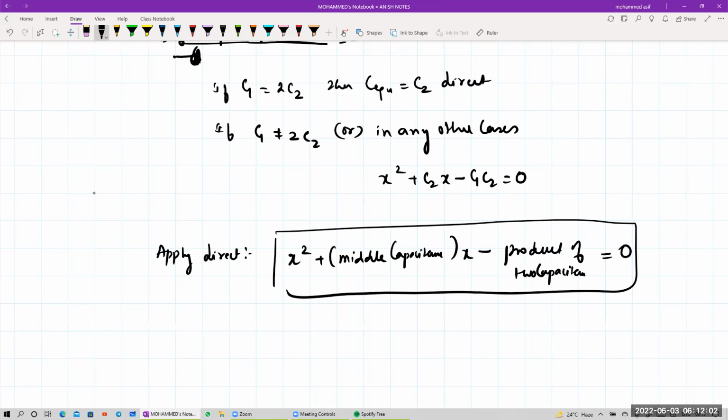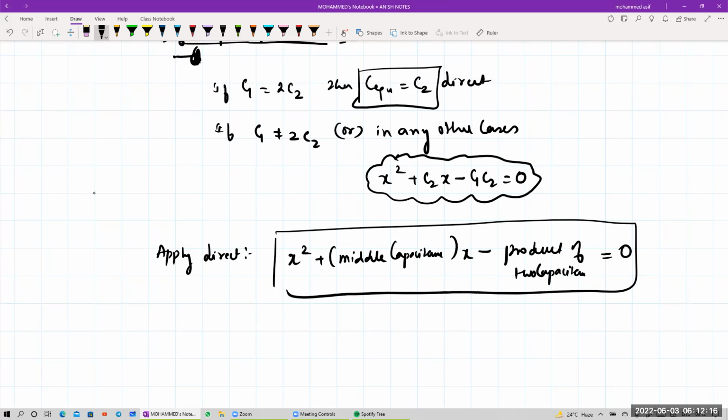Look at the condition: if C1 is equal to 2 times C2, then what is the equivalent capacitance? Just write C2. If C1 is not equal to 2C2, use the relation x squared plus C2 into x minus C1 C2 equals 0. Okay? Yes sir. Let me give an example.